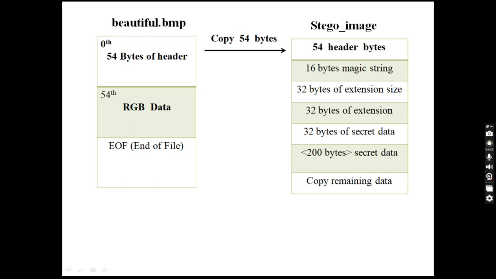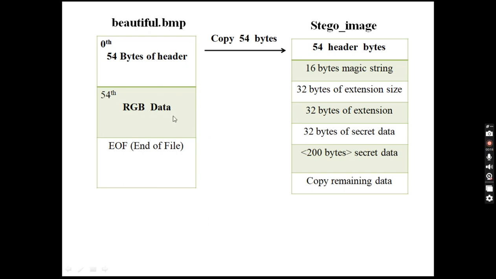The total size of beautiful.bmp is 2.25 MB. In 2.25 MB, we have used only 366 bytes. Still RGB data is remaining. So if you do not copy the entire RGB data, or if you are missing any pixel, we will not be able to create an exact image as beautiful.bmp. So the next operation is to copy the remaining data from beautiful.bmp to the stego image. Then only we can create an image which is similar to beautiful.bmp.